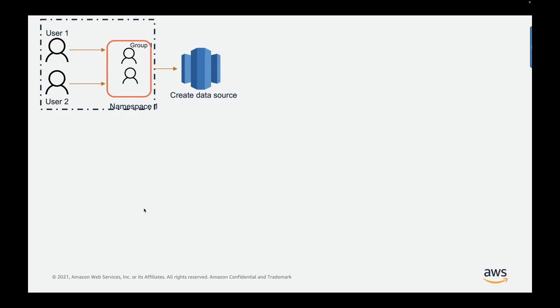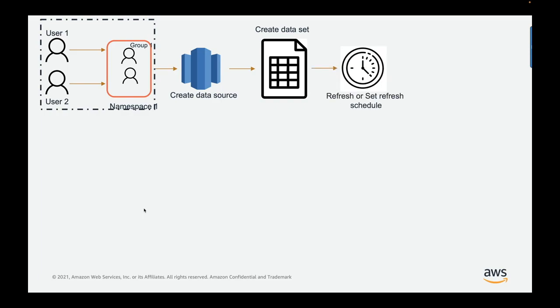And based on the data source, you can create a data set. And once you have the data set, if it is a Spice data set, then you might want to set the refresh schedule. And you can also call the API to check your Spice ingestion status, right? And then you can create analysis.